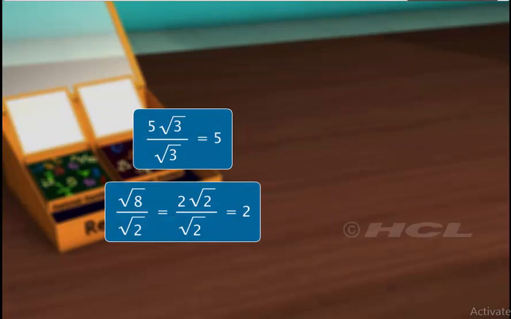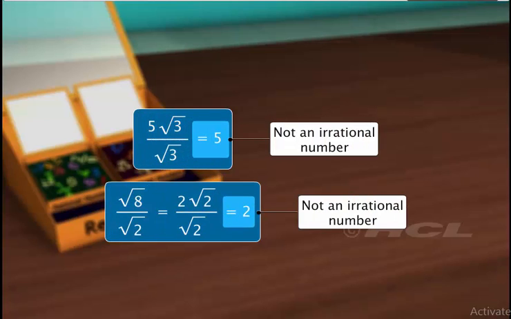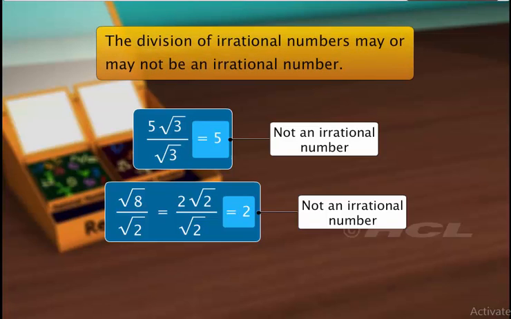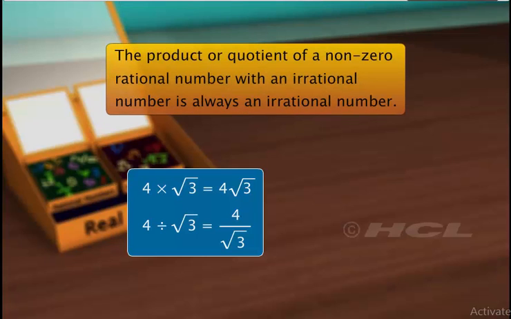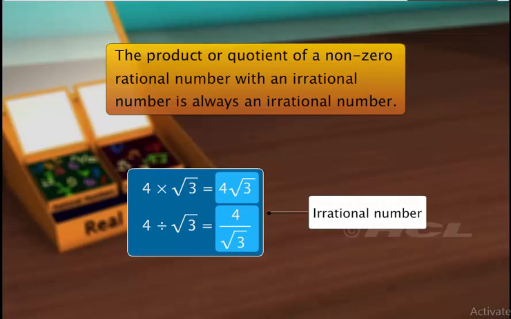Next, let's see the division of two irrational numbers. As you can see, the division of irrational numbers may or may not be an irrational number. Therefore, we can say that the division of irrational numbers may not always be an irrational number. Now, let's take a rational number and an irrational number. The product or quotient of a non-zero rational number with an irrational number is always an irrational number.